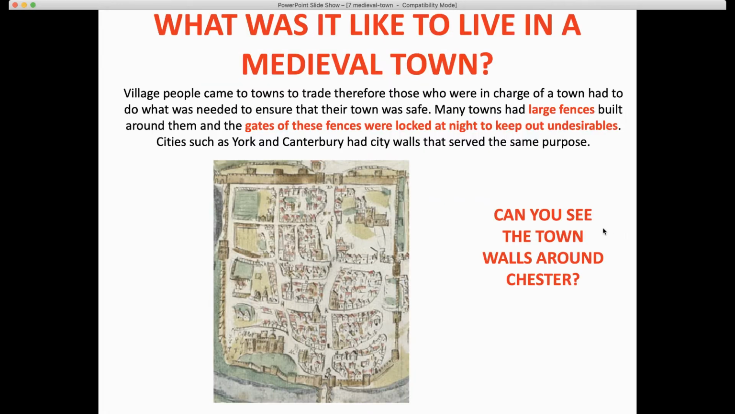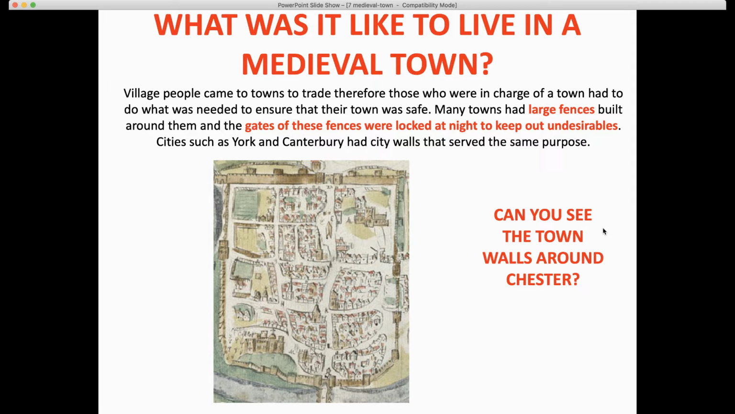Village people came to towns to trade, and therefore those who were in charge of a town had to do what was needed to ensure that the town was safe. People want to know that they're coming to a town where their things aren't going to be stolen. Many towns had big fences around them, and the gates of these fences were locked at night to keep out undesirables. Cities like York and Canterbury had city walls that served the same purpose.